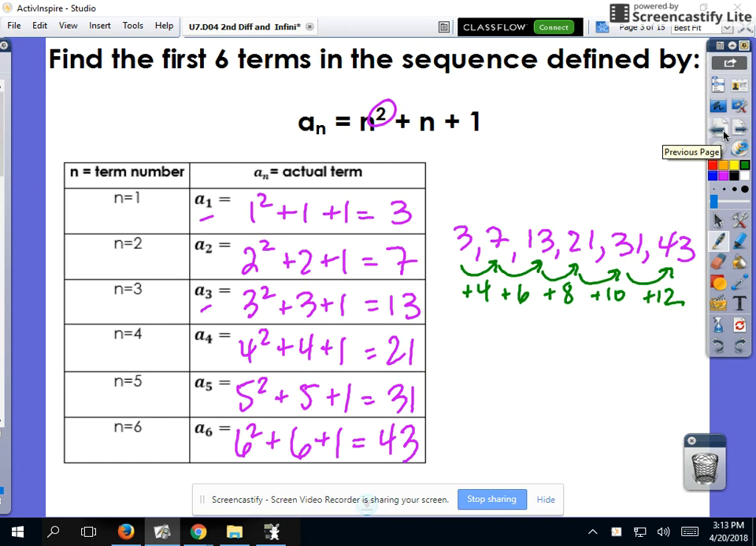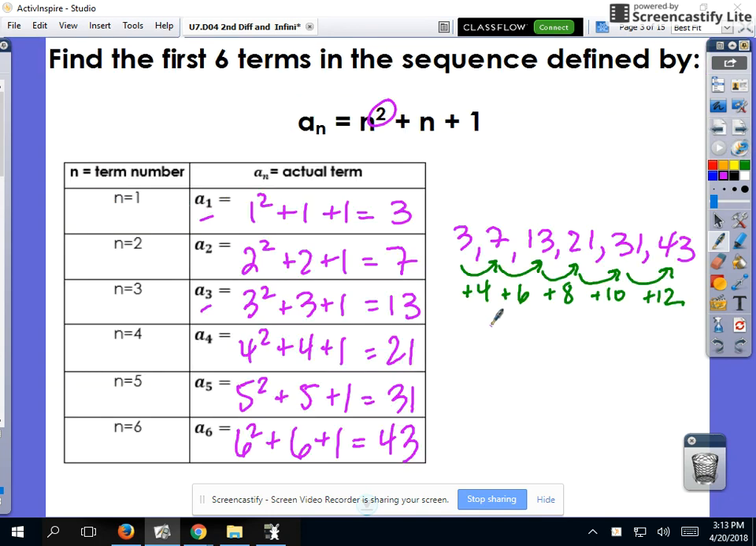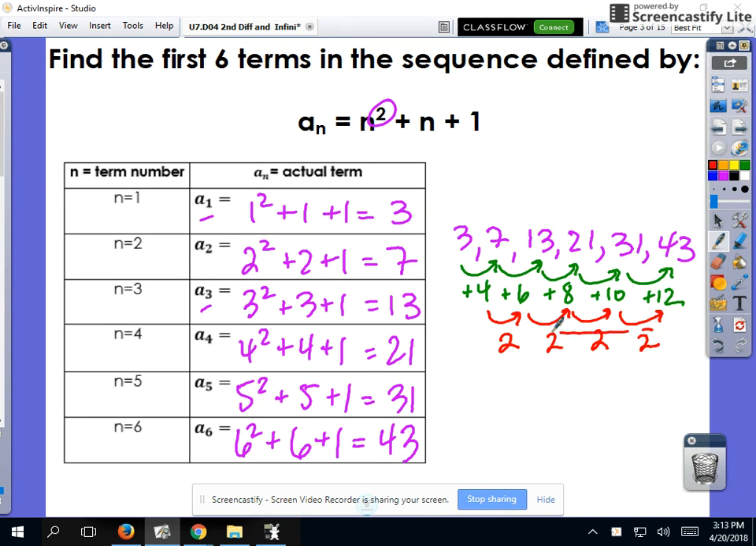Then we're going to find the second difference. It says determine the second difference of the sequence. So from 4 to 6, that's 2. From 6 to 8, that's 2. From 8 to 10, that's 2. And from 10 to 12, that's also 2. So let's check it out. If the second differences are the same, it's a quadratic sequence. So this is our second difference set, and those are all the same numbers, so this is a quadratic.